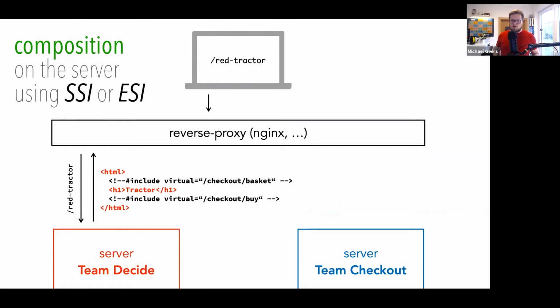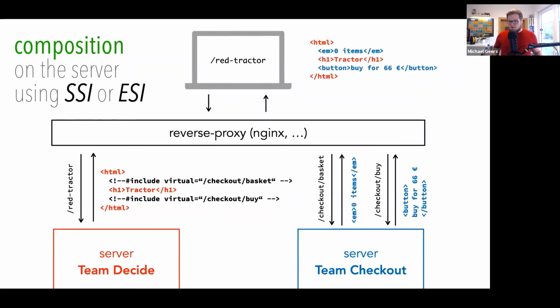So these include virtual things are actually SSI includes, which have special meaning, and the Nginx now knows, okay, there are URLs in there. I have to fetch the content for these URLs as well. From team Checkout, I can know that from the URL. Team Checkout responds with the state of the basket and the buy button, and the Nginx stitches all of this together and delivers an already combined markup to our users. So as the request reaches our customer, it's already assembled.